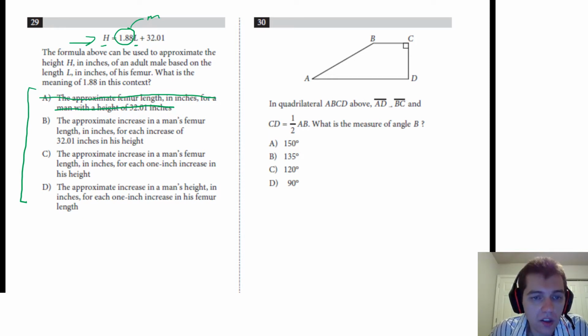B, the approximate increase in a man's femur length in inches for an increase of 32.01 inches in height. No, the 1.88 is the increase in height, right? Because we're multiplying L to get the increase in height. It's not an increase in femur length, it's an increase in height. So B is incorrect.